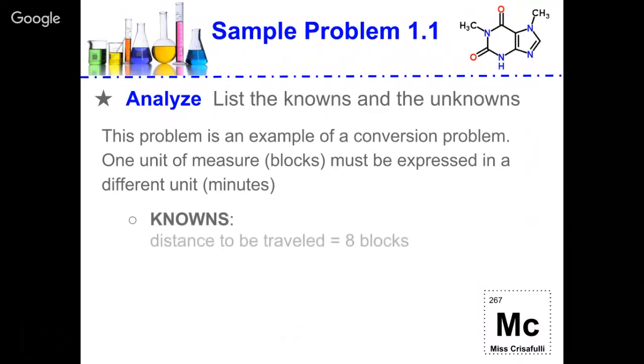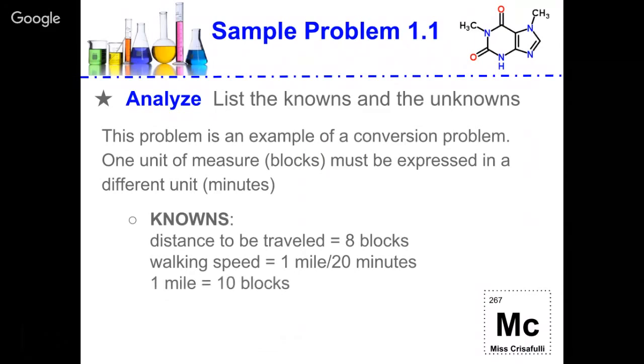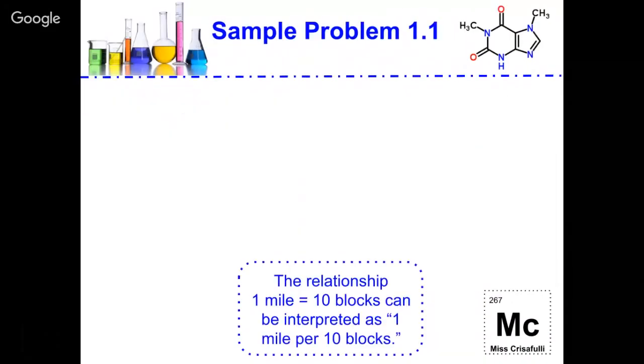So our knowns are the distance traveled, so that's 8 blocks, the walking speed, which is 1 mile for 20 minutes, and 1 mile is equal to 10 blocks. And the unknown in this case is the time of the trip, which we don't know, but we do know the unit is going to be in minutes. So let's calculate. Solve for the unknown.